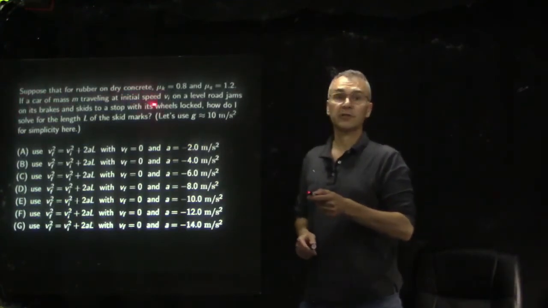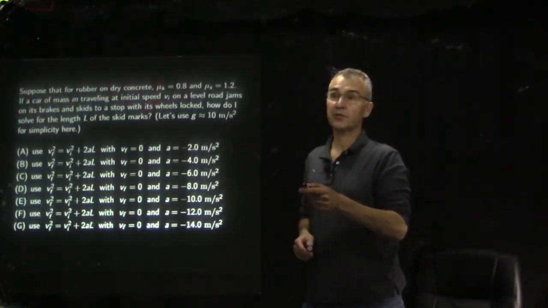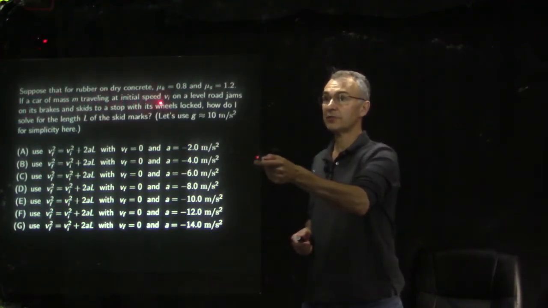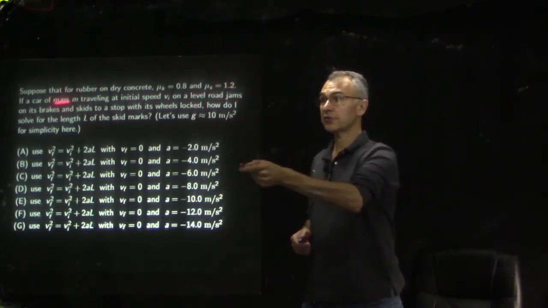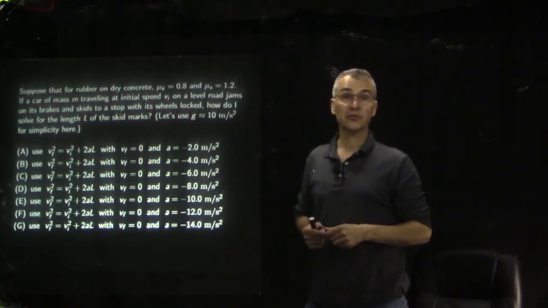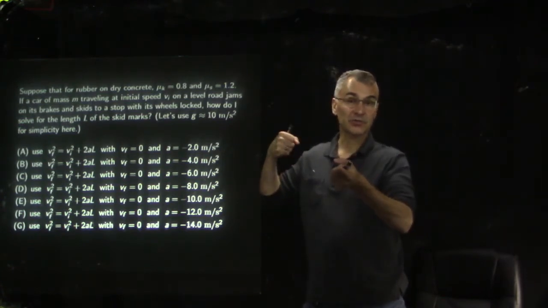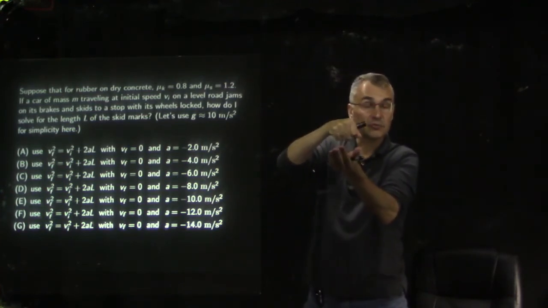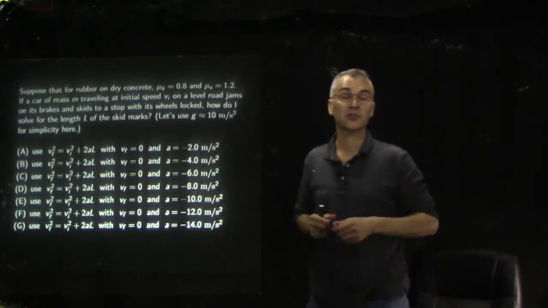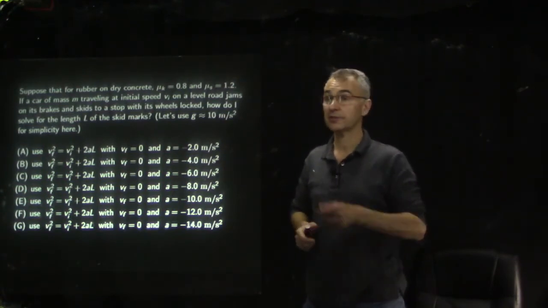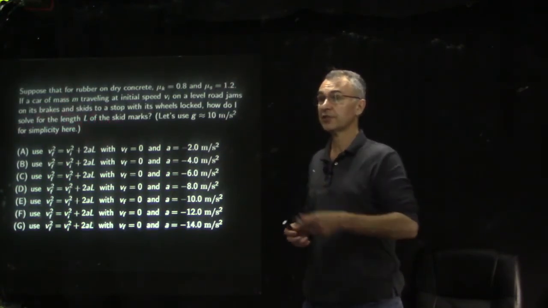Suppose that for rubber on dry concrete, mu kinetic is 0.8 and mu static is 1.2. A car of mass m traveling at initial speed v initial on a level road jams on its brakes and skids to a stop with its wheels locked. So that tells you that the wheels are screeching across the road, so there is relative movement between the surface of the tire and the surface of the road. So what kind of friction is that? That's kinetic friction. How do I solve for the length of the skid marks?